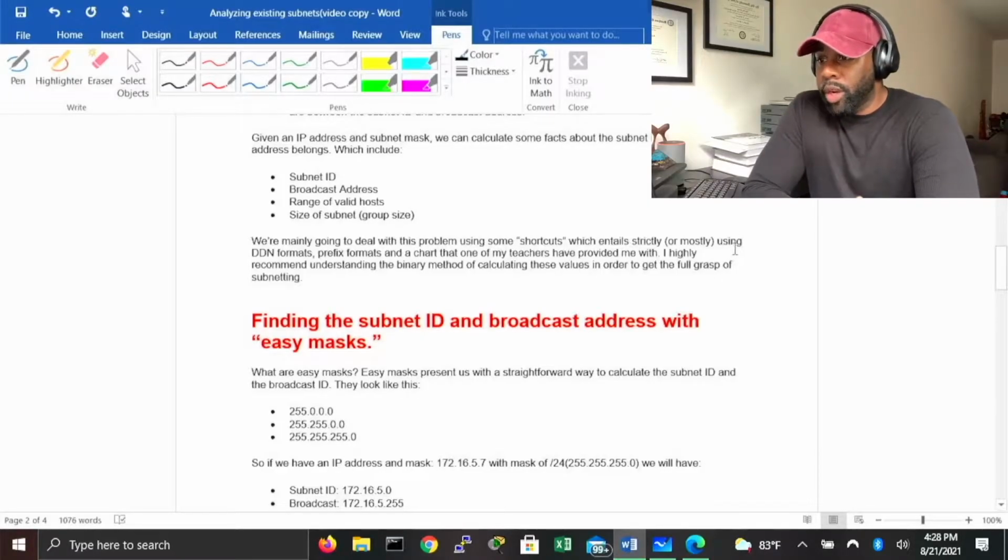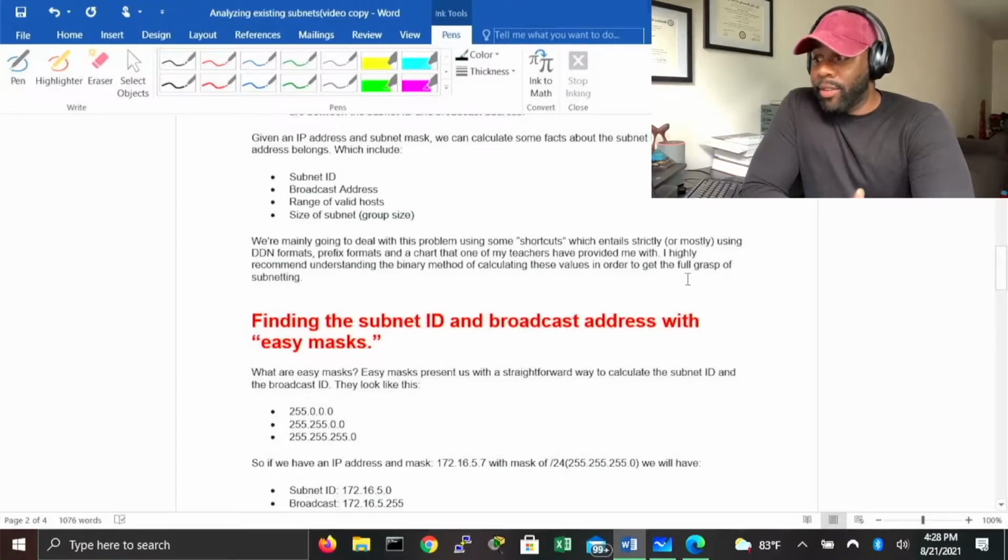So we're going to mostly be using DDN formats, prefix formats, and a chart that one of my teachers provided me with. My teacher gave me this cool little chart that you can just write out by hand. It doesn't really take much memorization, but you can write it out on a whiteboard or something while you're taking the test. Whenever you get certain questions on subnetting, you could look at this table as a reference to help you answer some important questions about a specific subnet.